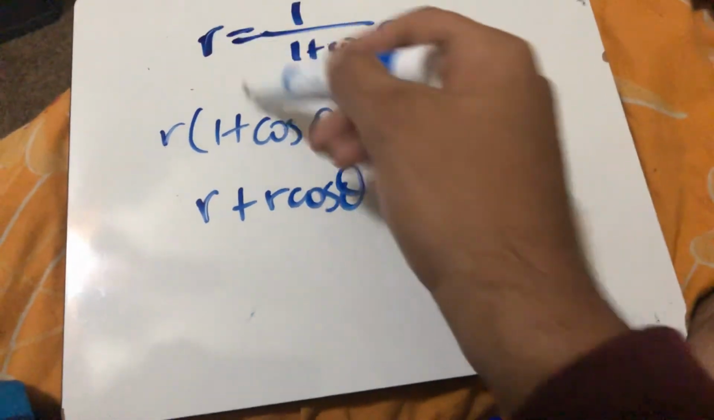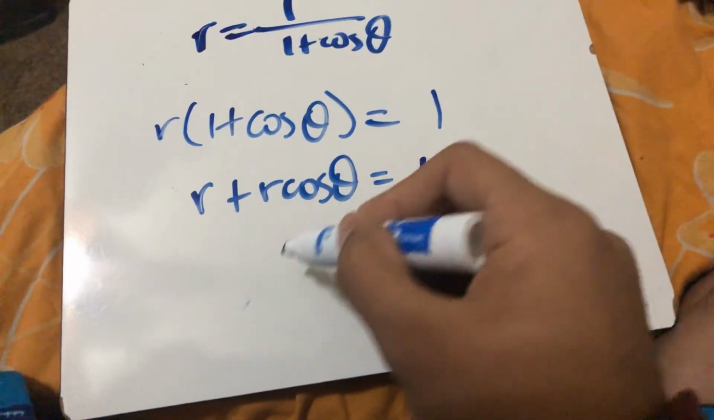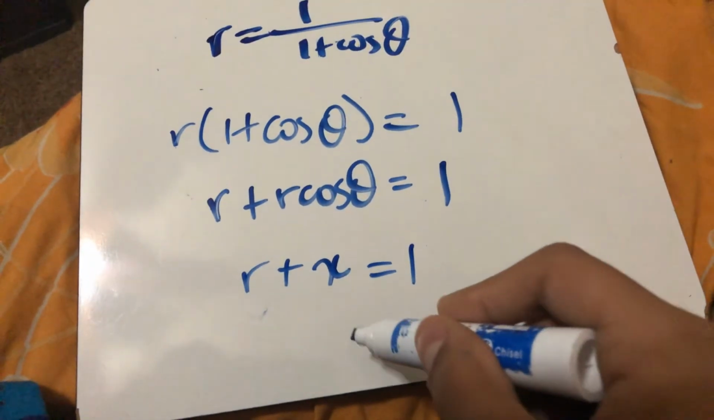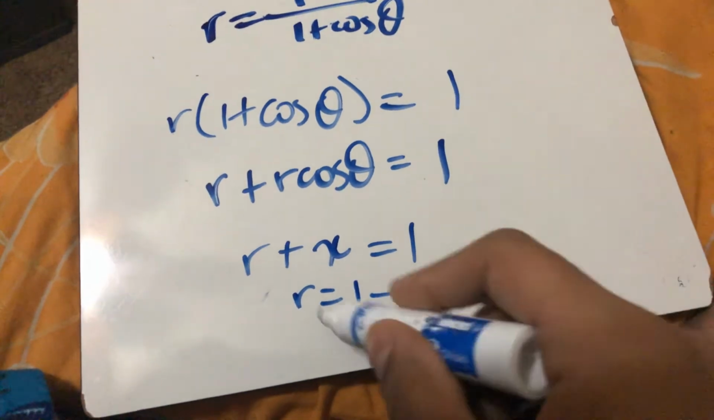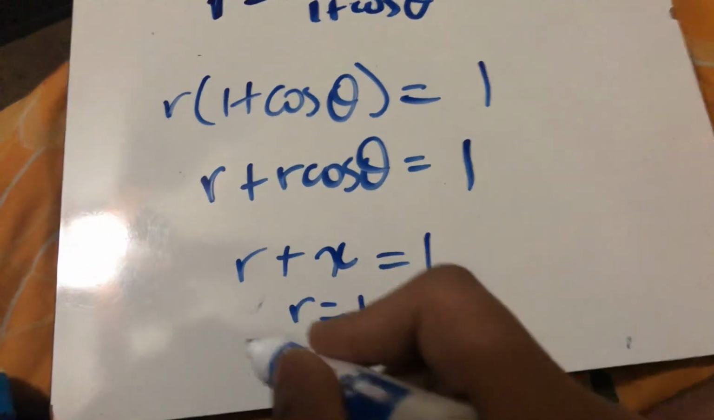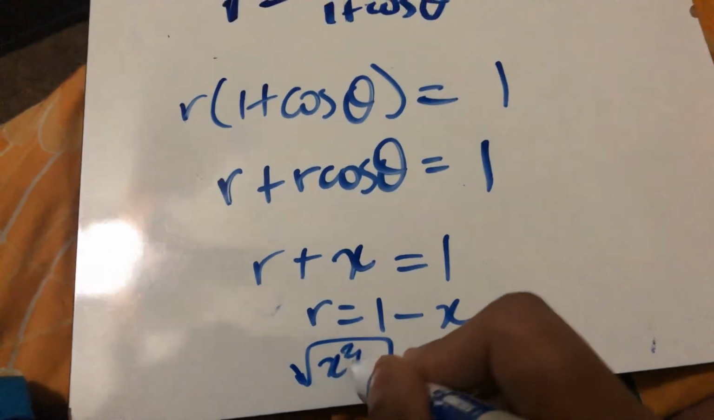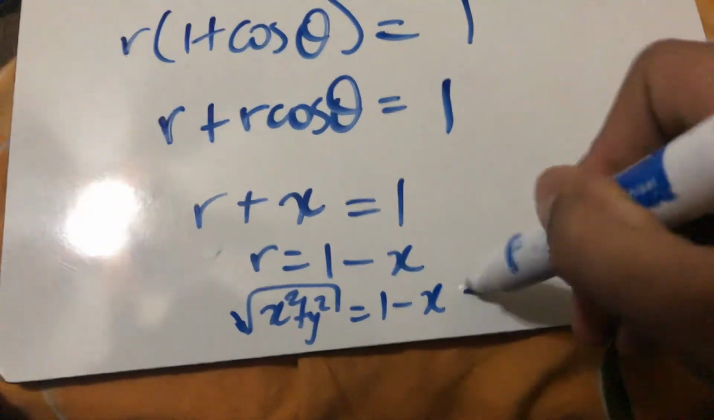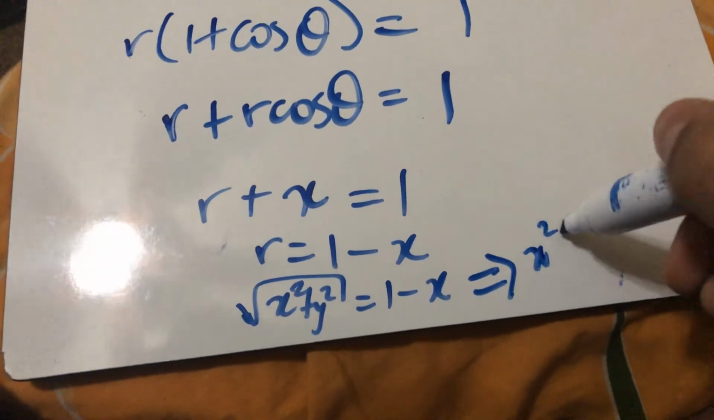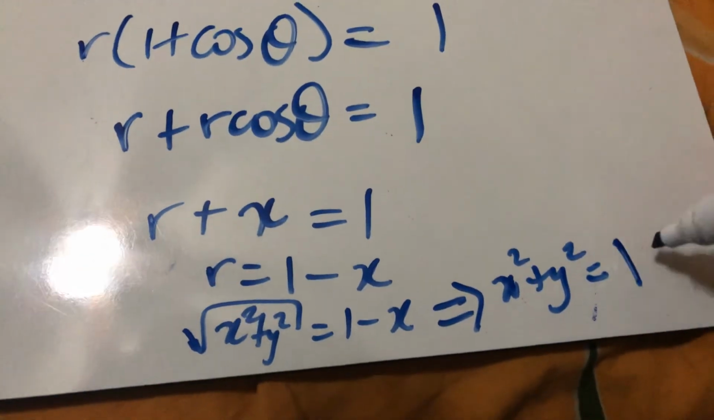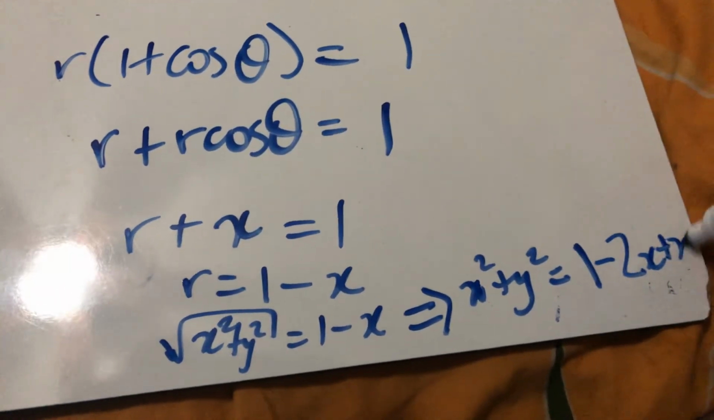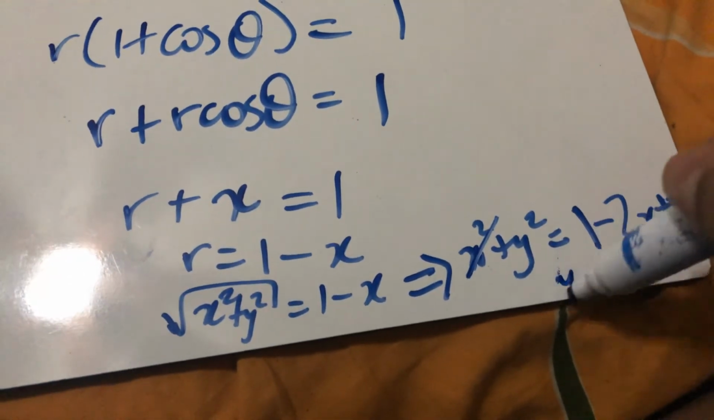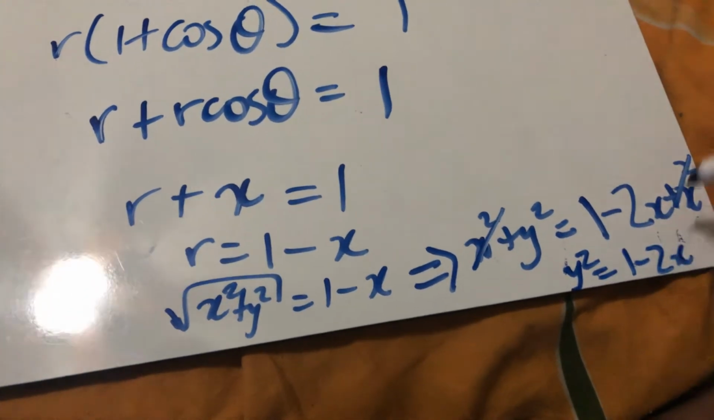And look, what that allowed us to do was now we have something directly in terms of r cos theta, and that is just x. So we have r plus x equals 1. I can write that as r equals 1 minus x. I know that r is the square root of x squared plus y squared. That equals 1 minus x. So if I square both sides, I'll get x squared plus y squared is equal to 1 minus 2x plus x squared. I can subtract x squared from both sides. I'll get y squared is equal to 1 minus 2x.